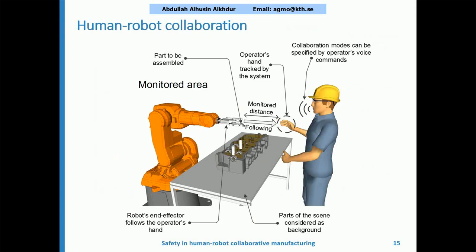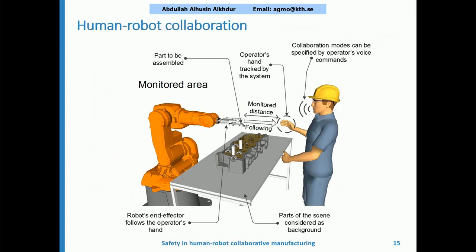If we look at the concept behind human-robot collaboration, we can see the example here where a robot is monitored through different sensors, and the operator can use voice commands to facilitate a collaboration mode, which in this case is hybrid assembly, where the robot is helping the operator to assemble different parts of an engine.